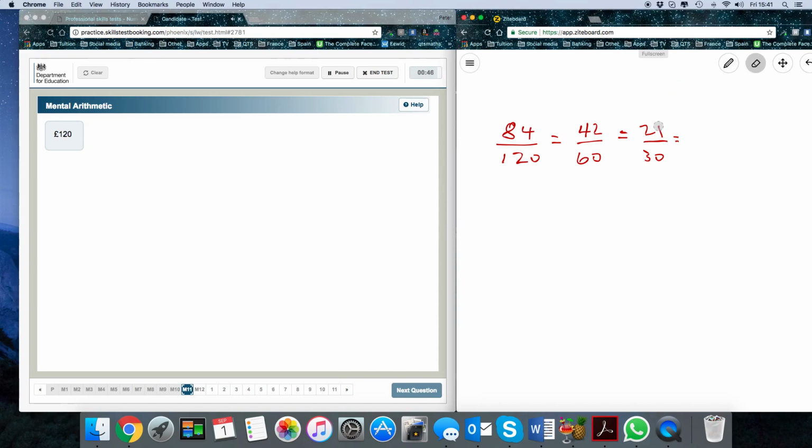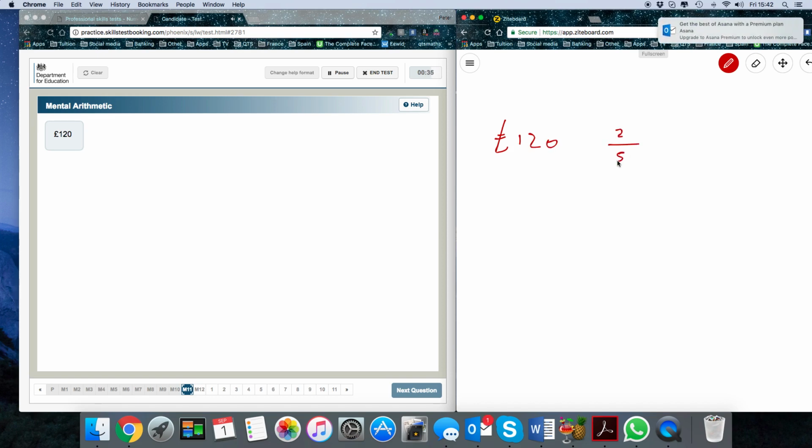A school trip was planned at a total cost of £120 per pupil. The accommodation cost 2/5 of the total. What was the cost of the accommodation per pupil?